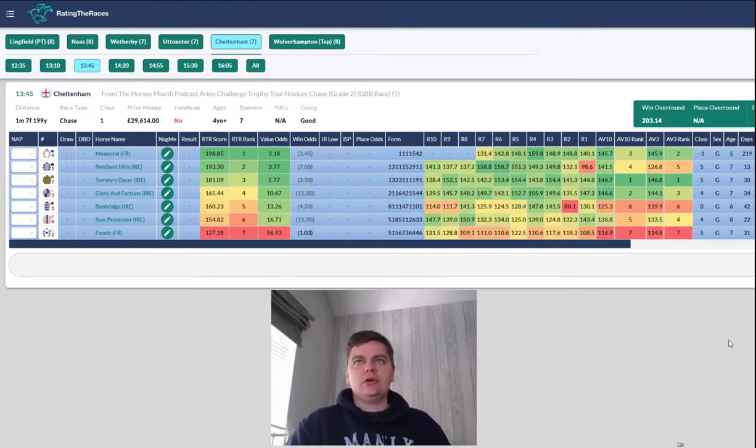I think Mon Morale, as long as he's fit enough, takes all the beating here, and I do think he'll be fit enough. I actually do think he's the proper grade one horse in this race, whereas I'm not as big a fan of Tommy's Oscar, Banbridge or Pentland Hills being proper grade one horses. So that's who I fancy for the first race of this group, the 1:45, and it's Mon Morale at 9-4.